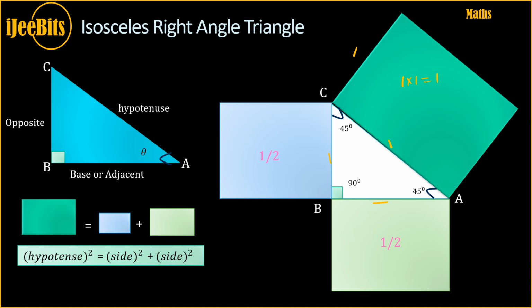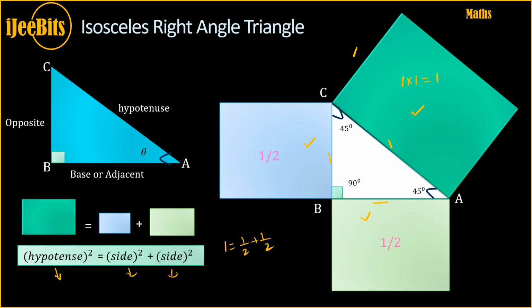As per my Pythagoras law, the area of this square should be the sum of the area of this and the area of this, right? So what I'm saying is 1 equals 1 by 2 plus 1 by 2. Right? That is what I am saying, because the formula says hypotenuse square equals side square plus side square. It means this is a bigger square, these are the small squares. That is how I'm representing.